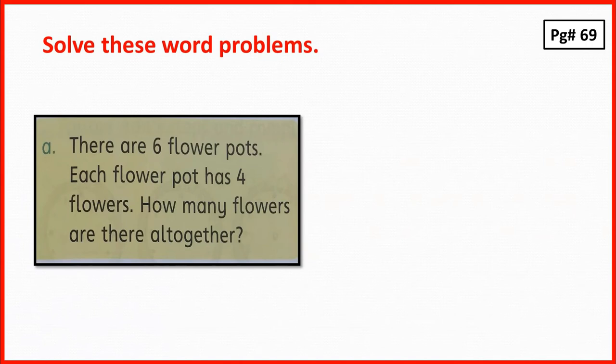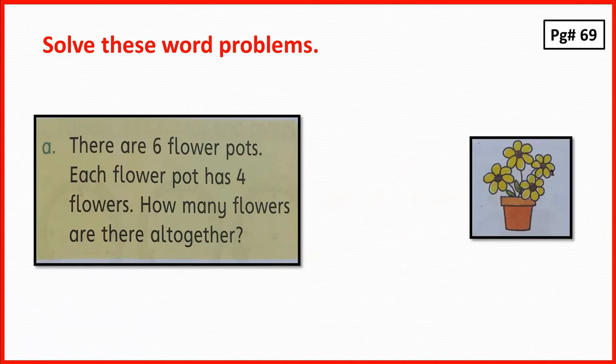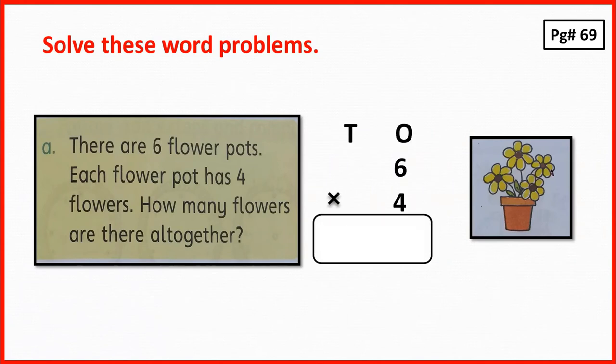So let's find out. 6 flower pots and 4 flowers in each pot. So how many altogether? 4 6s are 24. So we write 4 in 1's column and 2 in 10's column. That means there are 24 flowers altogether.